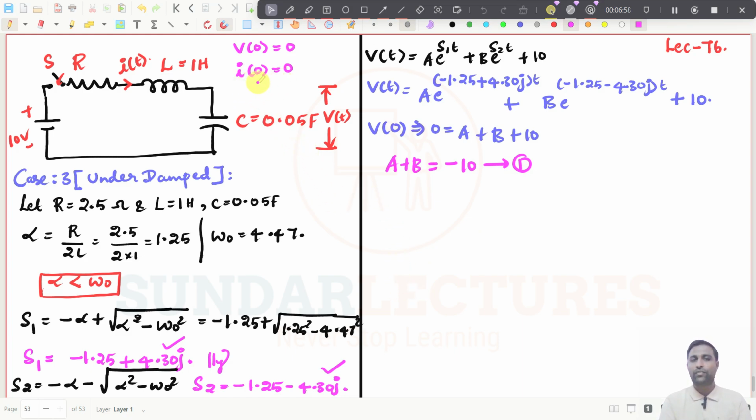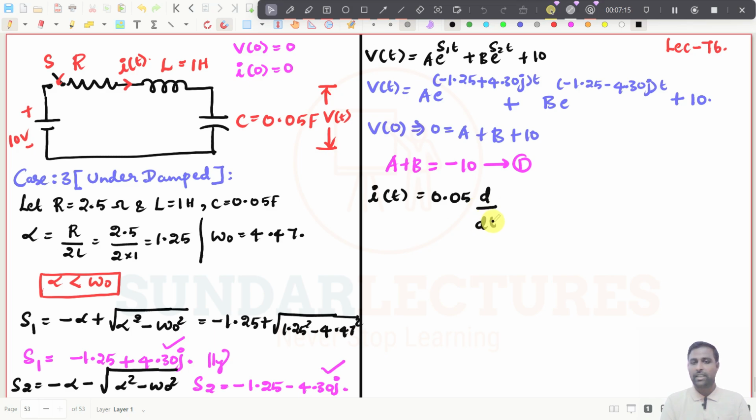And what we need to do is substitute I of 0 equal to 0. Then we need to go for the I of t expression, right? So how will you get the I of t expression? It is also very simple. I of t is equal to 0.05 c dv by dt, right?